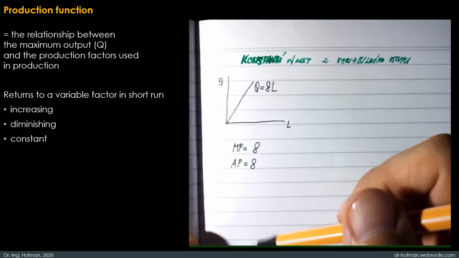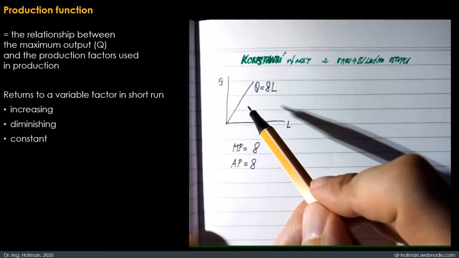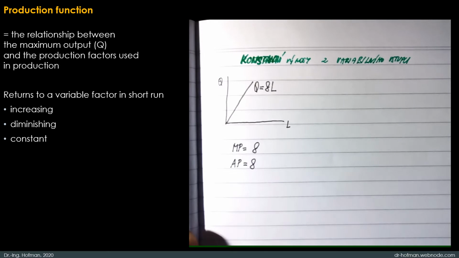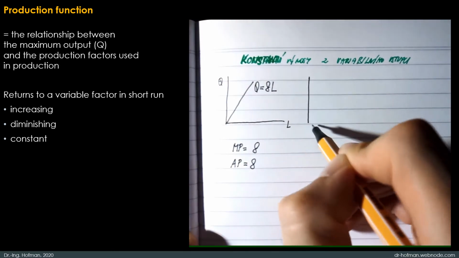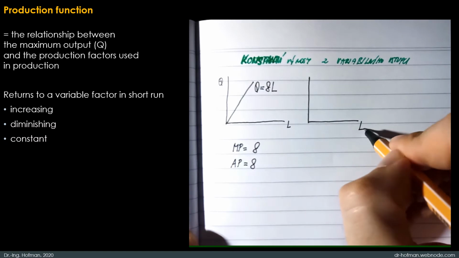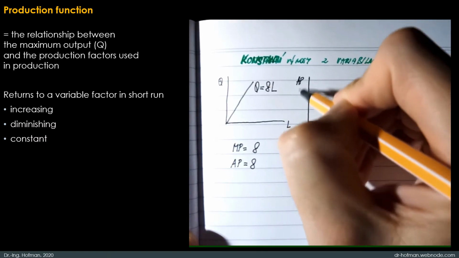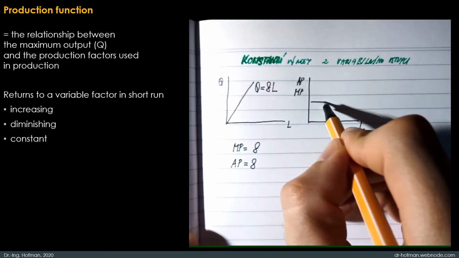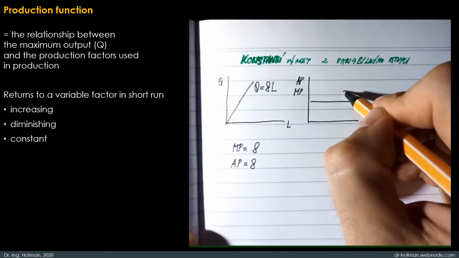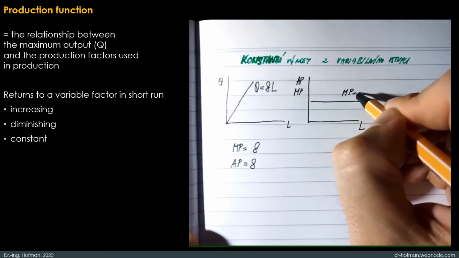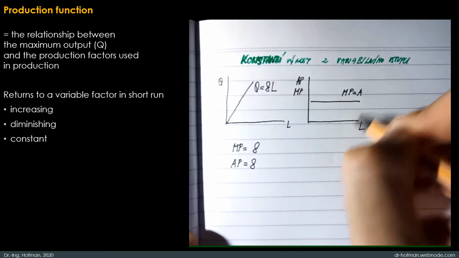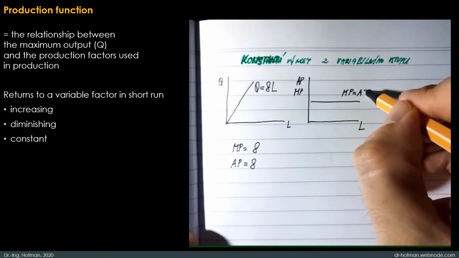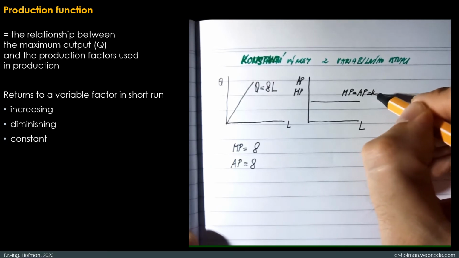It's a constant, because by constant returns we experience the situation with the increase in output being exactly proportional to the increase in the variable input. Marginal physical product and average physical product are constant, here at the level 8. You see that their graph is represented by a constant.